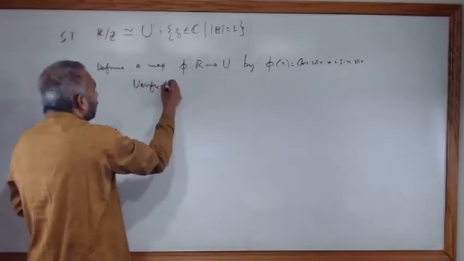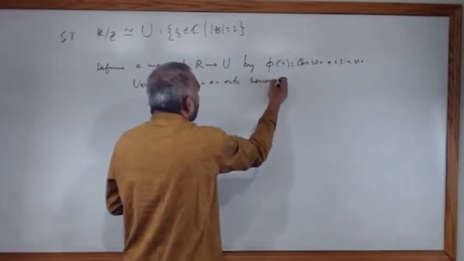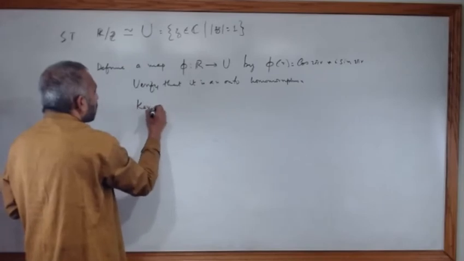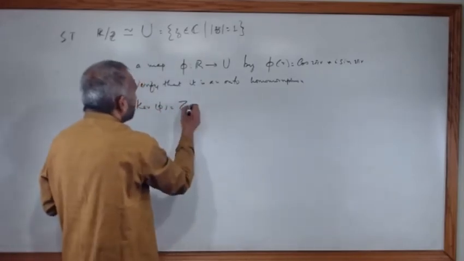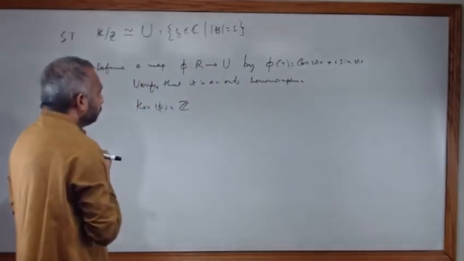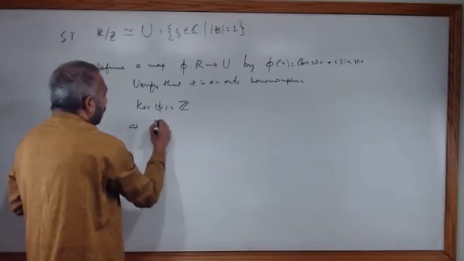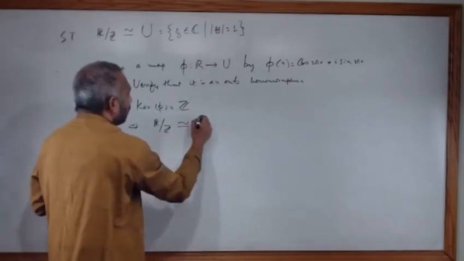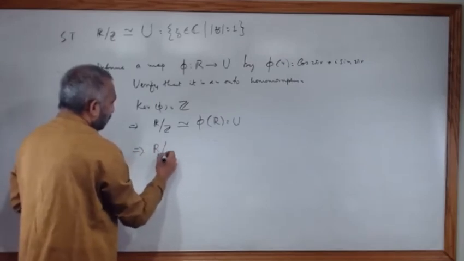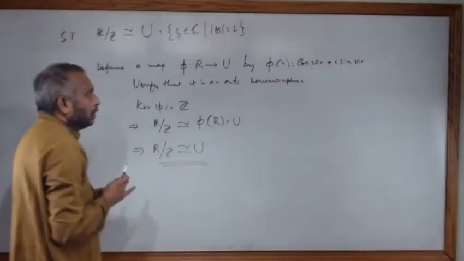Verify that it is an onto homomorphism. So the kernel of phi is going to be all integers. When you substitute an integer here, you are going to get the identity. So that implies R over Z is isomorphic to phi of R, which is U. That implies the factor group R over Z is isomorphic to U. I'm going to leave the verification to you.